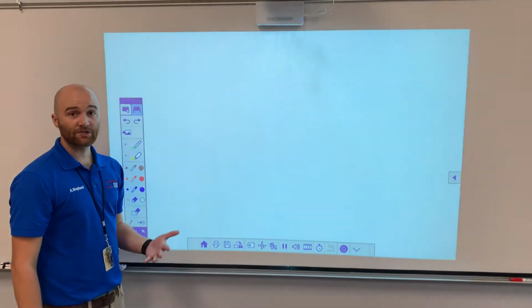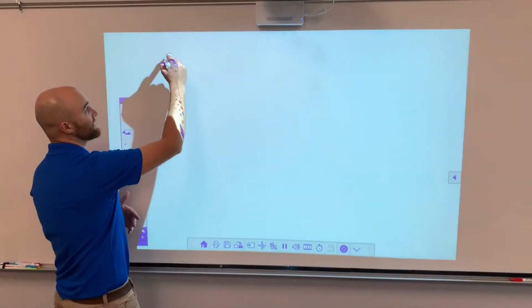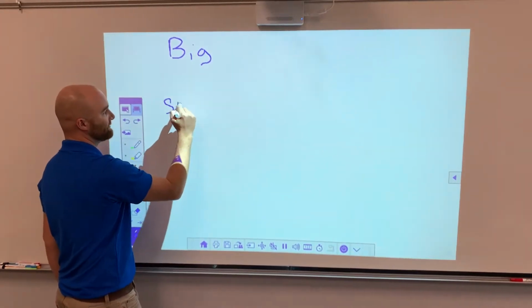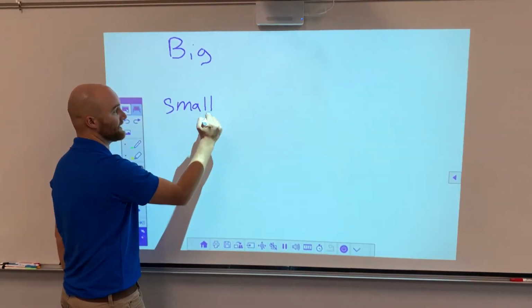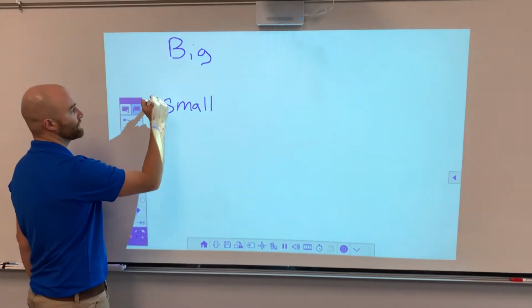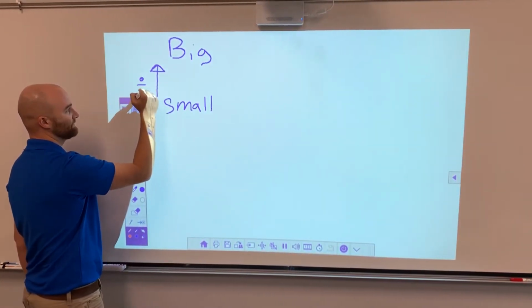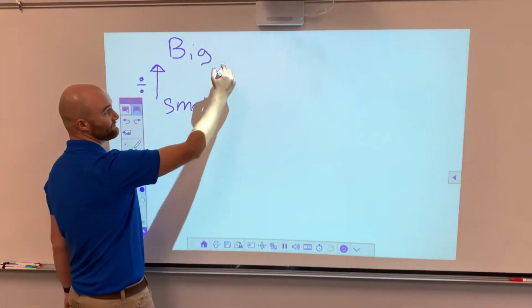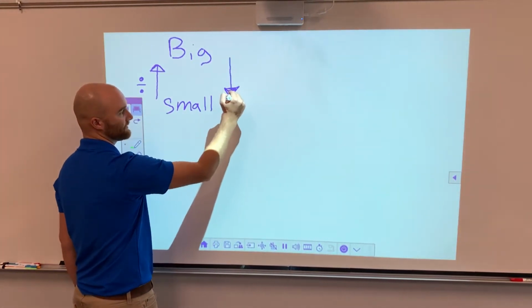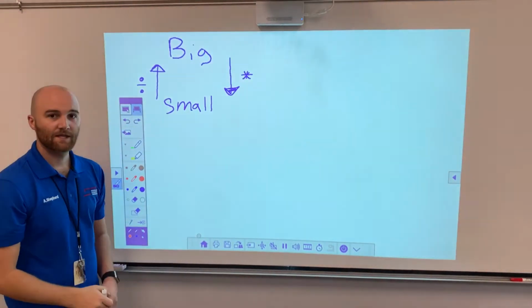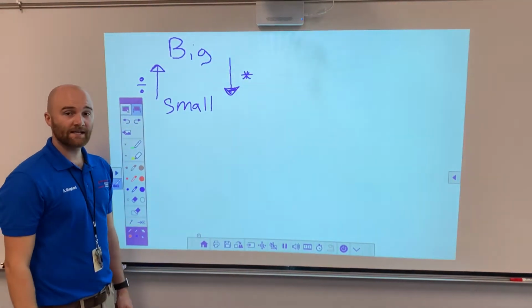So the first thing that I do whenever I have a conversion problem is I write big up top and small down below. Then I draw my arrows in. When something goes small to big, I need to divide. When something goes big to small, I need to multiply. Then let's look at an example.